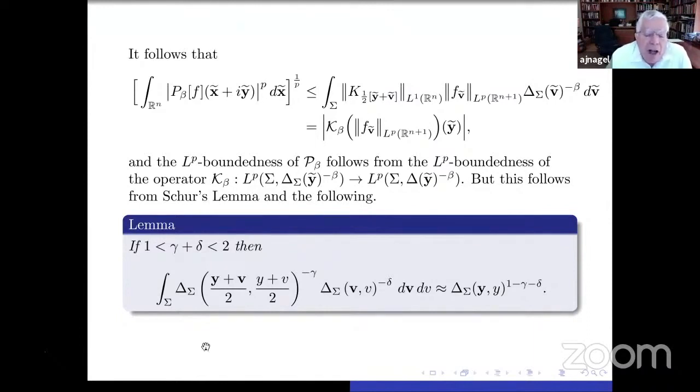If I'm looking at something like this operator K beta acting on minimal volumes, and at least if the parameters are suitably chosen, if I integrate this way, then this integral is simply the minimum volume at 1 minus the sum of the two parameters. And from that, it follows from Schur's lemma that this operator is bounded.